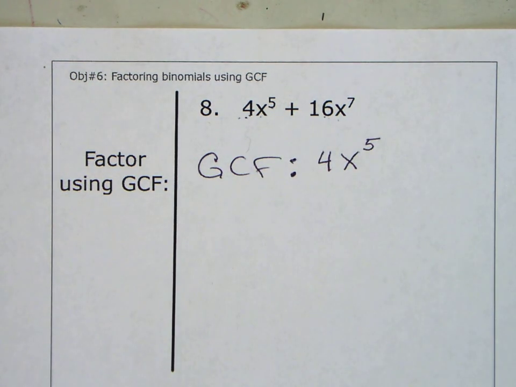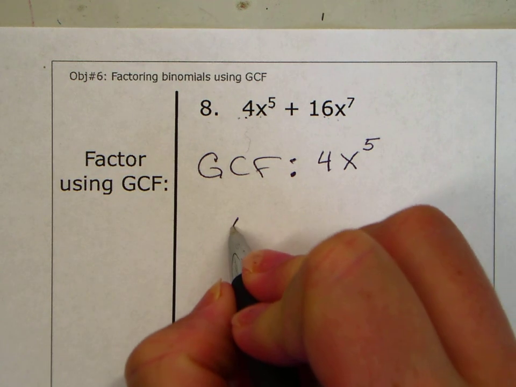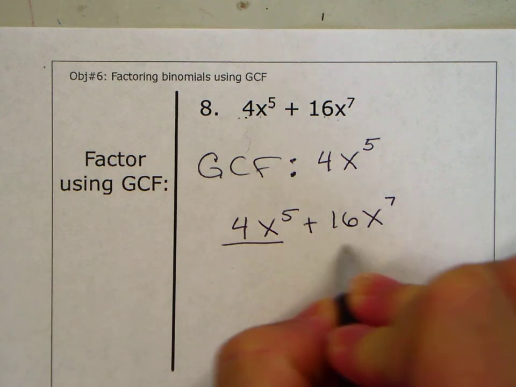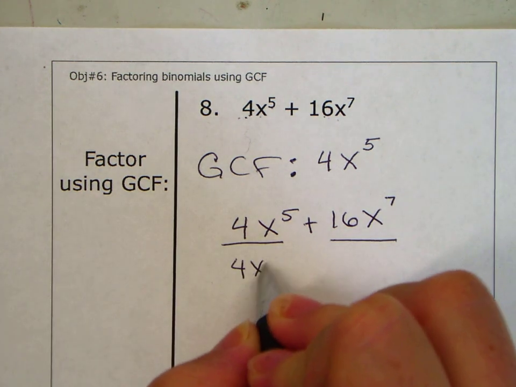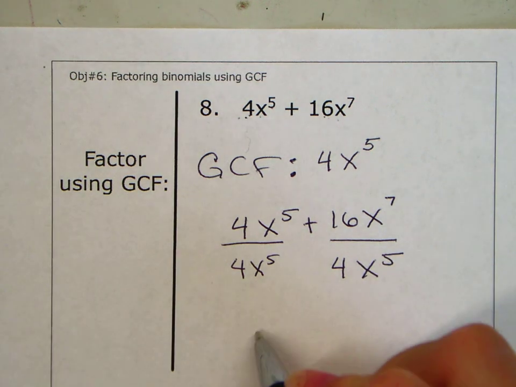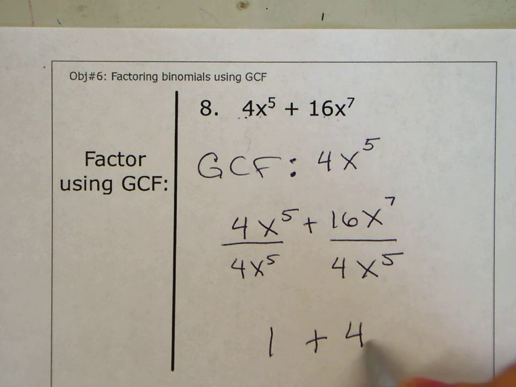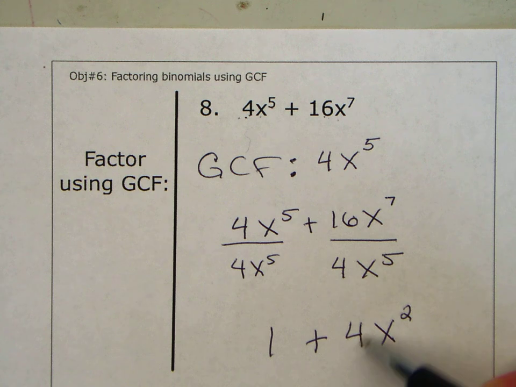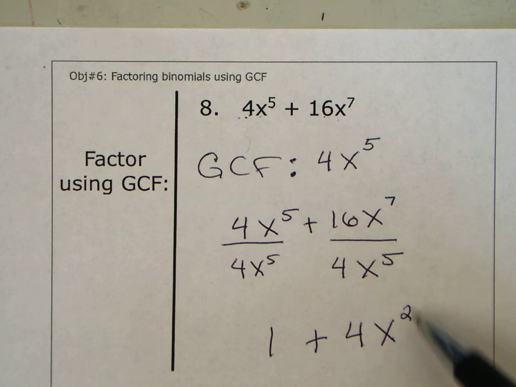Now, what do you do when you're distributing, because this is reverse distributive property? When you distribute, don't you multiply? So we're doing the opposite. What's the opposite of multiplying? The opposite of multiplying is dividing. So what we're going to do is divide our binomial by the GCF. So we're going to divide both of these by 4x to the 5th. Okay. Divide, what do you get? 1 plus 4x to the 2nd. This cancels to 1. 16 divided by 4 is 4. X to the 7th divided by x to the 5th is x squared.